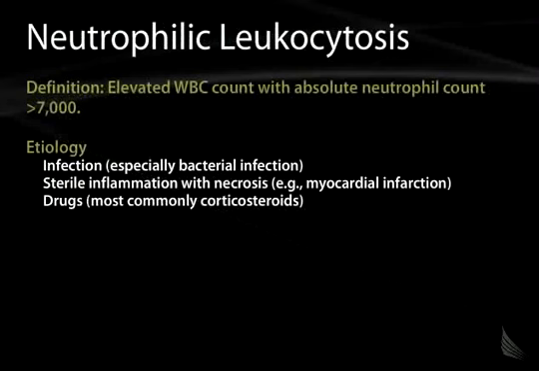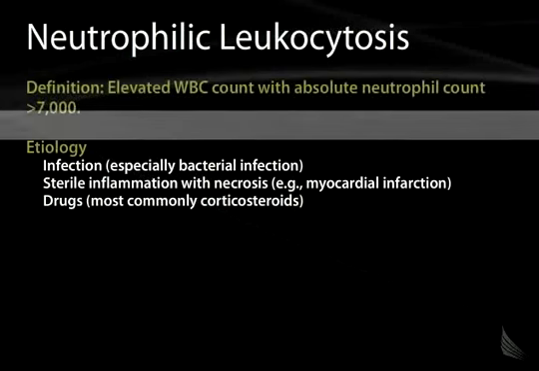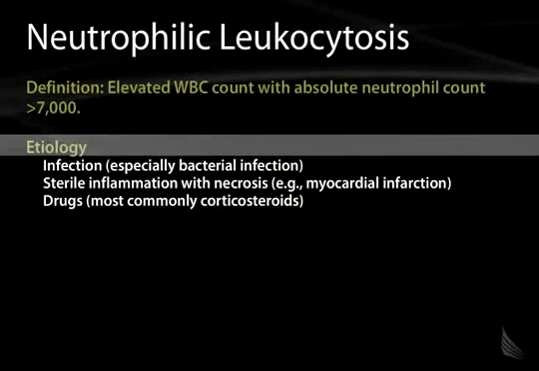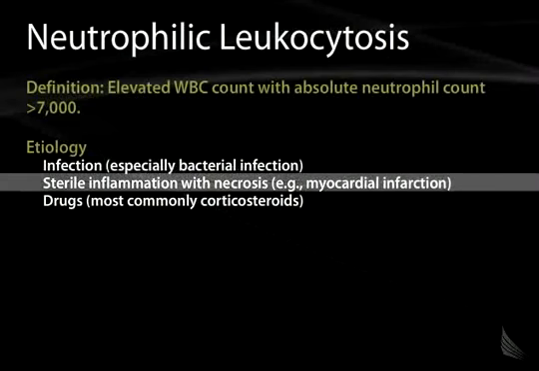So we'll discuss a neutrophilic leukocytosis. The definition is an elevated white blood cell count with an absolute neutrophil count of greater than 7,000. So the etiology of neutrophilic leukocytosis can be infection, especially bacterial infection, or any kind of inflammatory process with cellular necrosis, such as myocardial infarction.